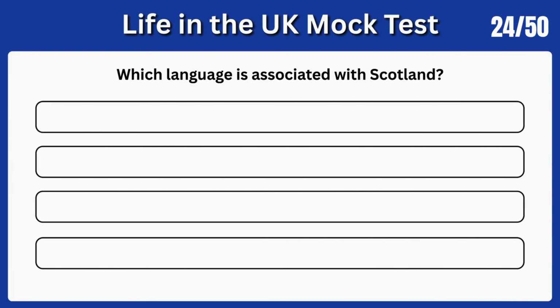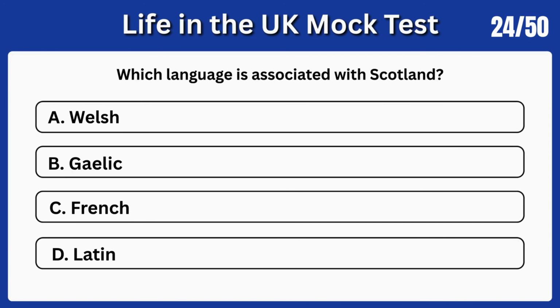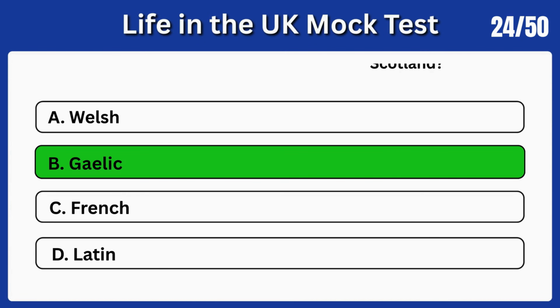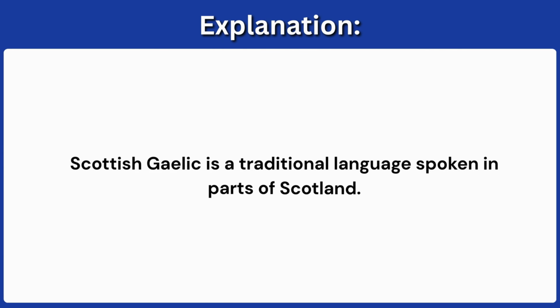Question 24. Which language is associated with Scotland? A. Welsh. B. Gaelic. C. French. D. Latin. The correct answer is B. Explanation. Scottish Gaelic is a traditional language spoken in parts of Scotland.